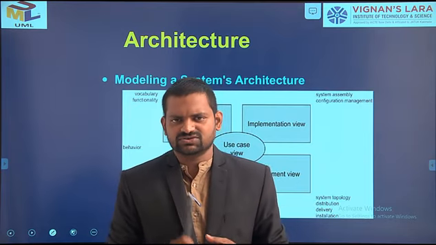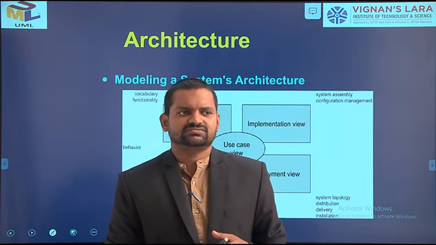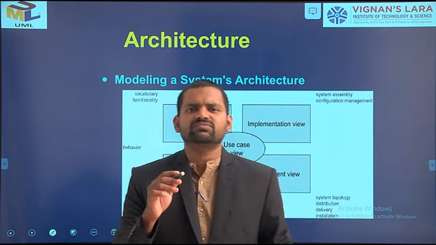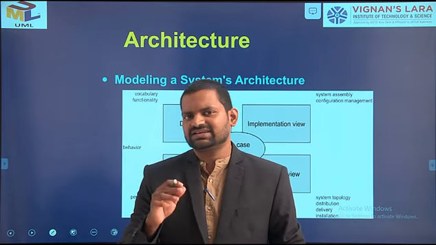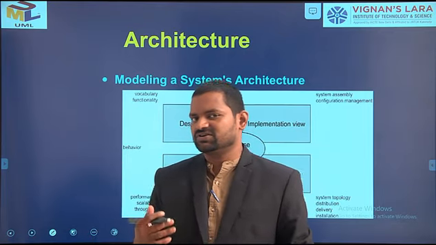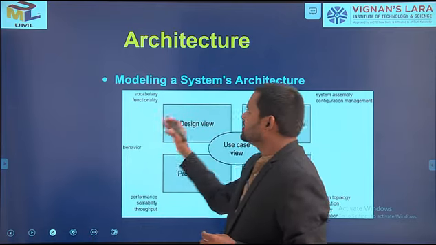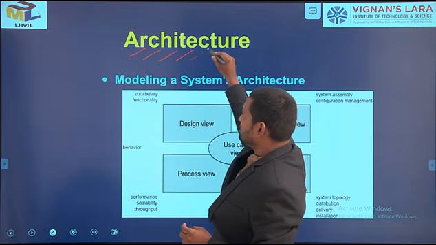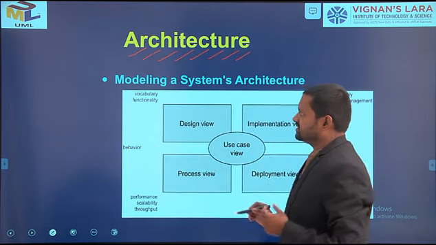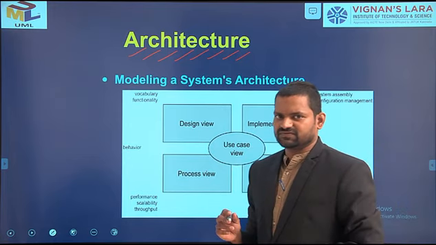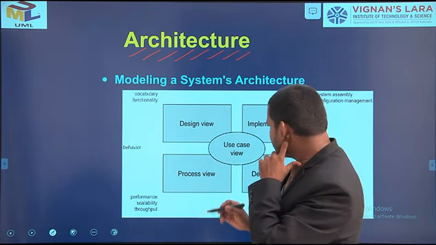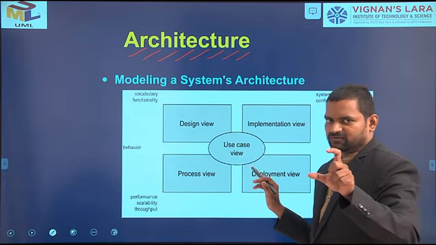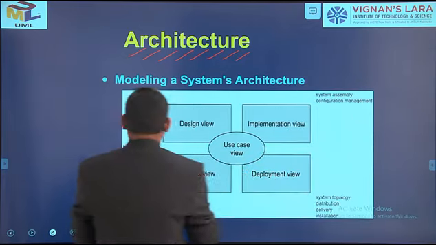The next topic, building blocks of the UML, is already over, and the third topic from the third unit is architecture. What is architecture? We have to know about the architecture. UML architecture is a combination of 5 views.